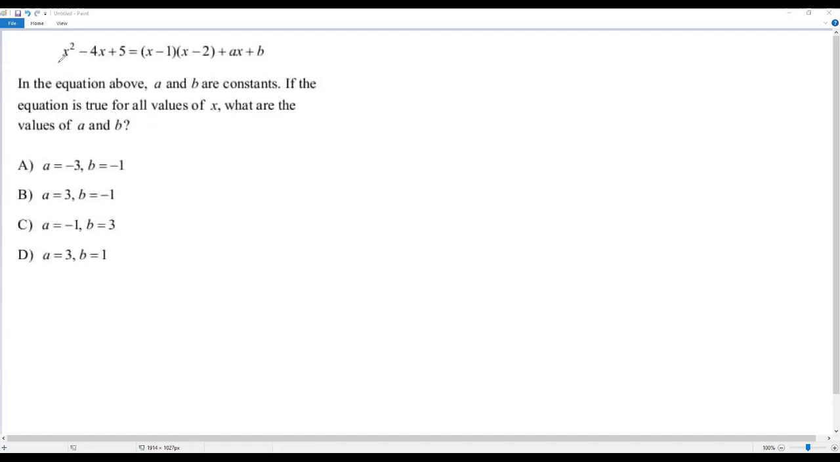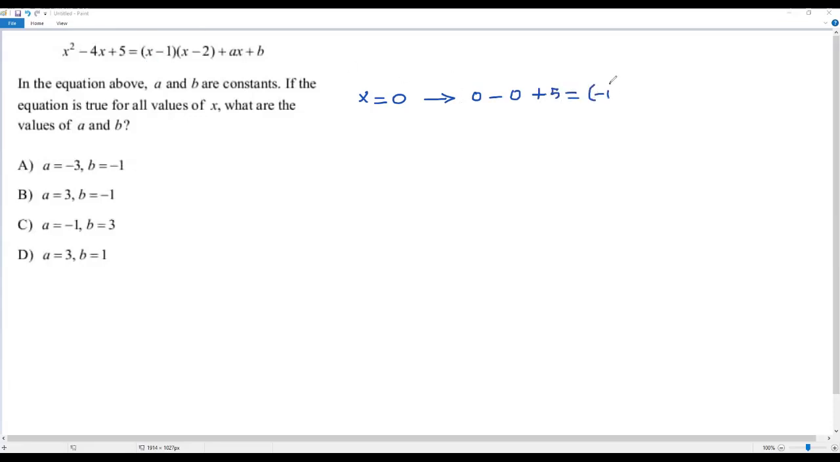Okay, the given equation is true for all values of x. Since it's true for all values of x, it has to be true for x = 0 as well. That is, when I plug in x = 0 in this equation, it has to be true. What will happen on the left side? 0 squared is 0, negative 4 times 0 is still 0, and we have positive 5.